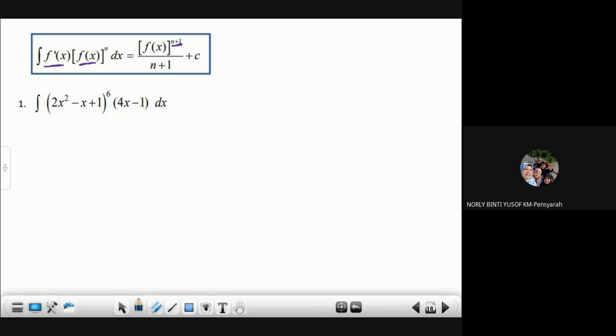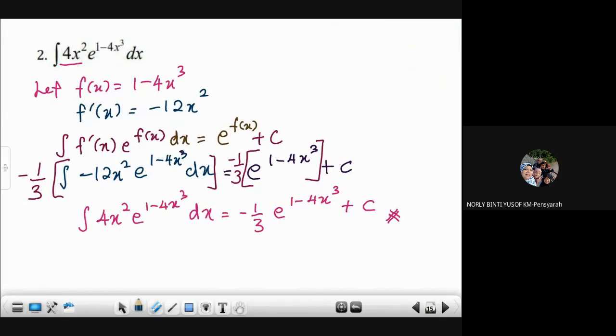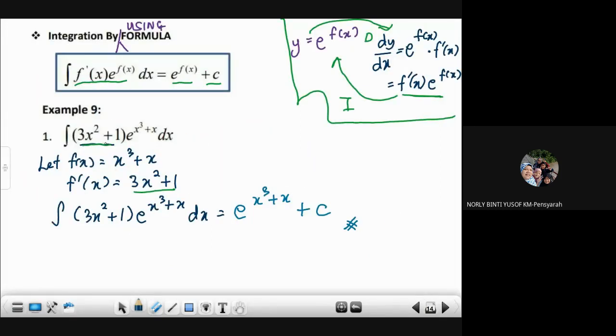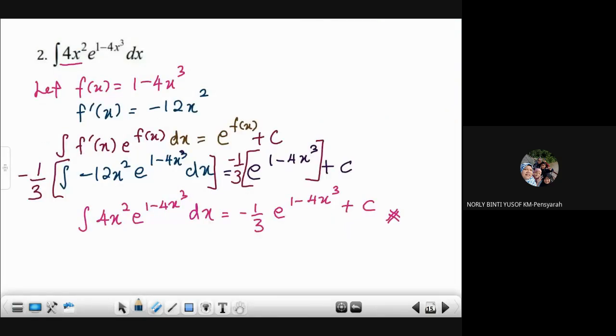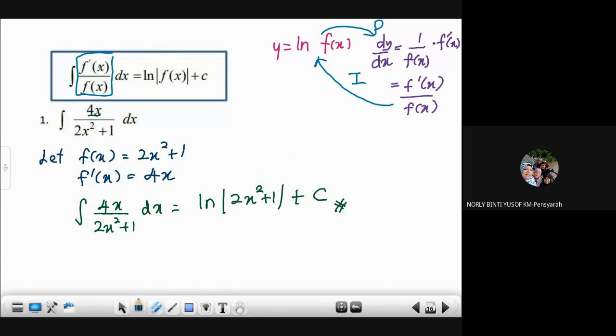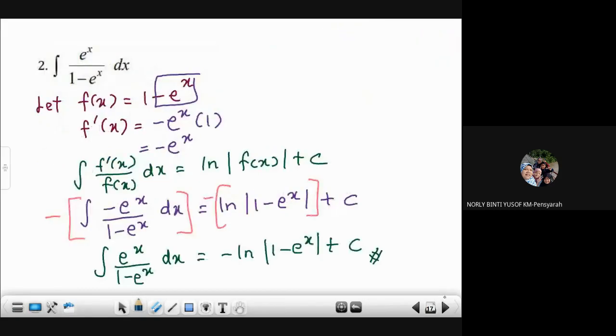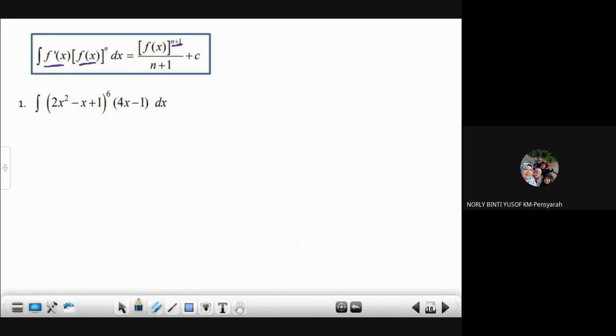Kalau macam ni adalah satu algebra, satu function, satu lagi exponential. Satu dia formula yang pertama. Kalau yang kedua dia rational. Kan? Ada f prime, ada fx. Rational. Yang ketiga ni using formula, dua function. Tapi satu ada power, satu lagi tu linear. So linear tu dapat daripada function dalam tu differentiate.